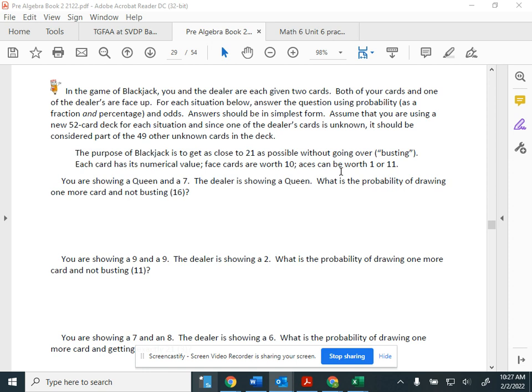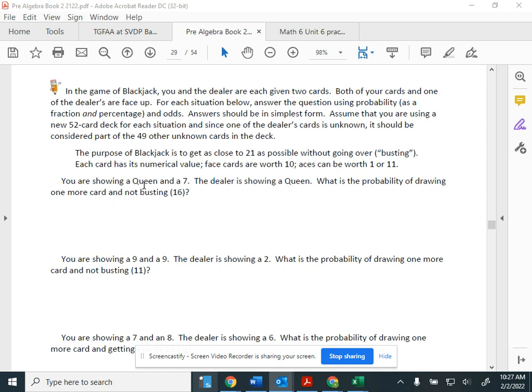Sorry, a 4 and an ace would be 15. I had 5 in my head. So a 4 and an ace could be 5, or the 4 and the ace could be 15. You can decide. So if you take another card and you get a face card, you would want to count that ace as a 1. You can go back and forth to whatever works to try to get to 21 without busting.